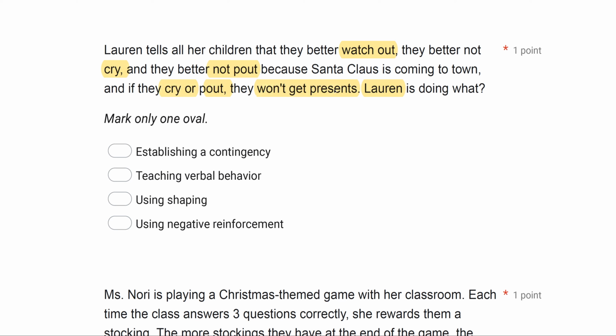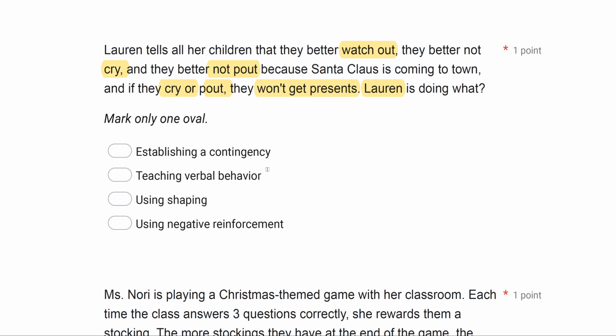So let's look at this another way. If you cry or pout, then you won't get presents. When we use if then statements, what do we call that? Well, we call that a contingency, and you're setting up contingencies all the time. First, you do this, then this happens. If you do this, then this happens. Lauren is simply establishing a contingency. If you cry or pout, then you won't get presents. So A looks pretty good, establishing a contingency.